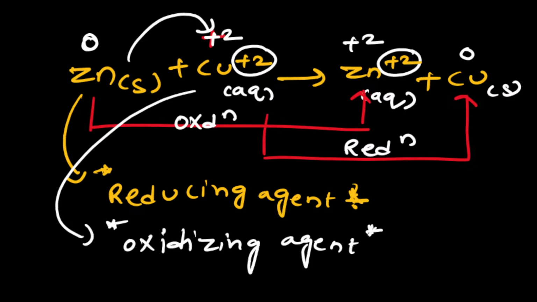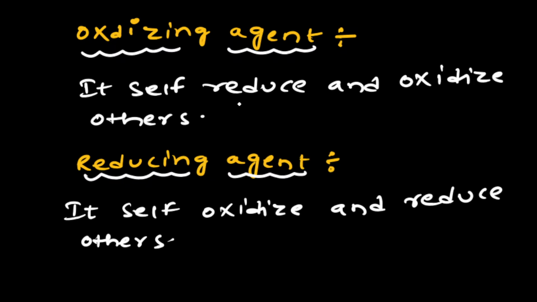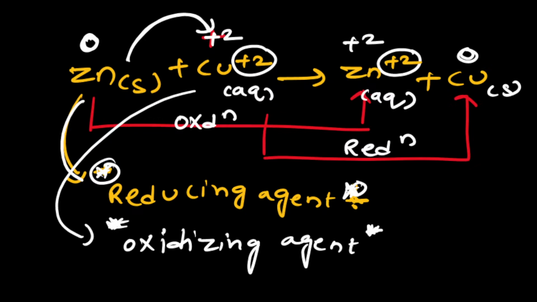Now you see, whatever electrons zinc has lost were gained by the copper. The copper has gained 2 electrons, so it has decreased its oxidation number. Zinc has lost 2 electrons, so it is the reducing agent. Copper has gained 2 electrons, so it is the oxidizing agent. Itself reduces and oxidizes others is known as the oxidizing agent. Clear? Here zinc is the reducing agent and copper is the oxidizing agent. Next.